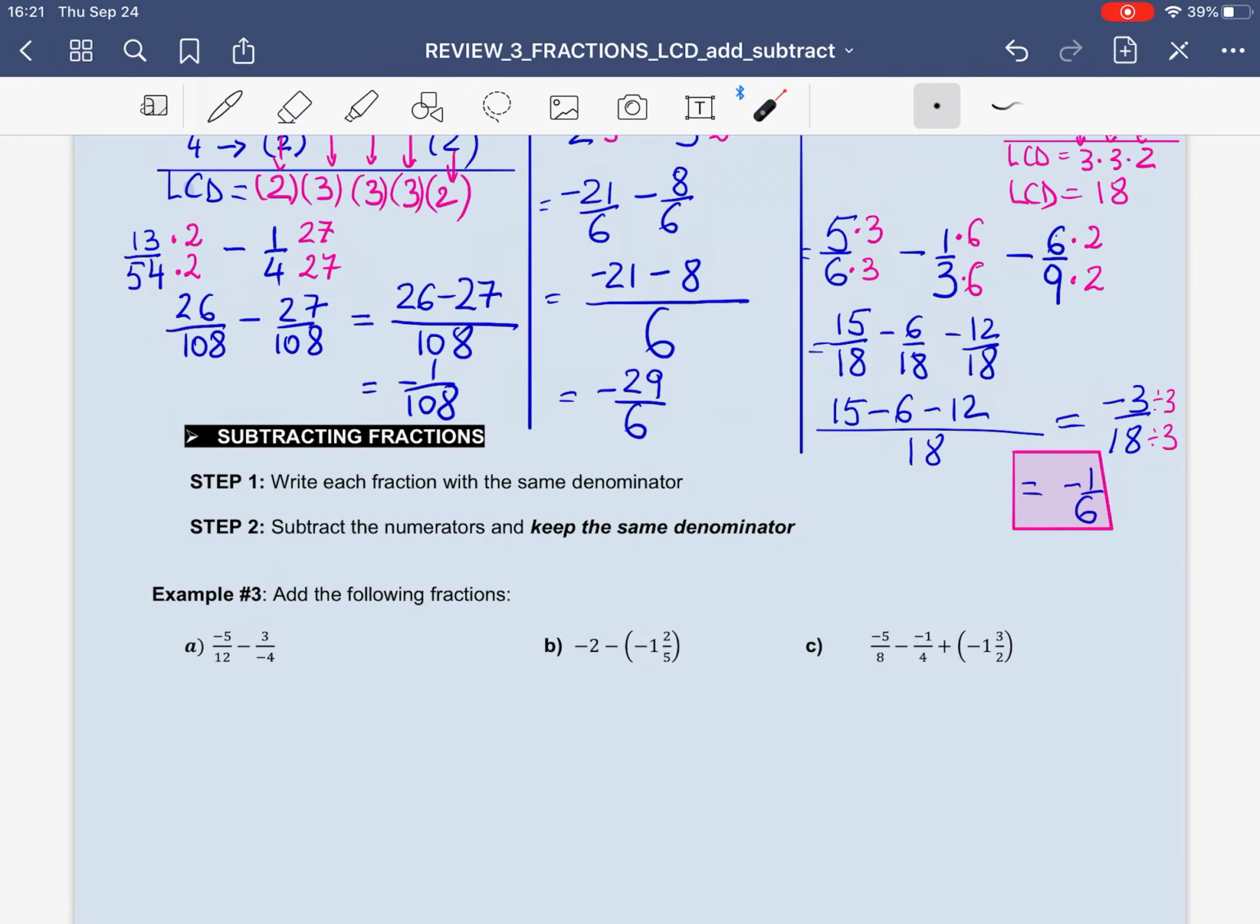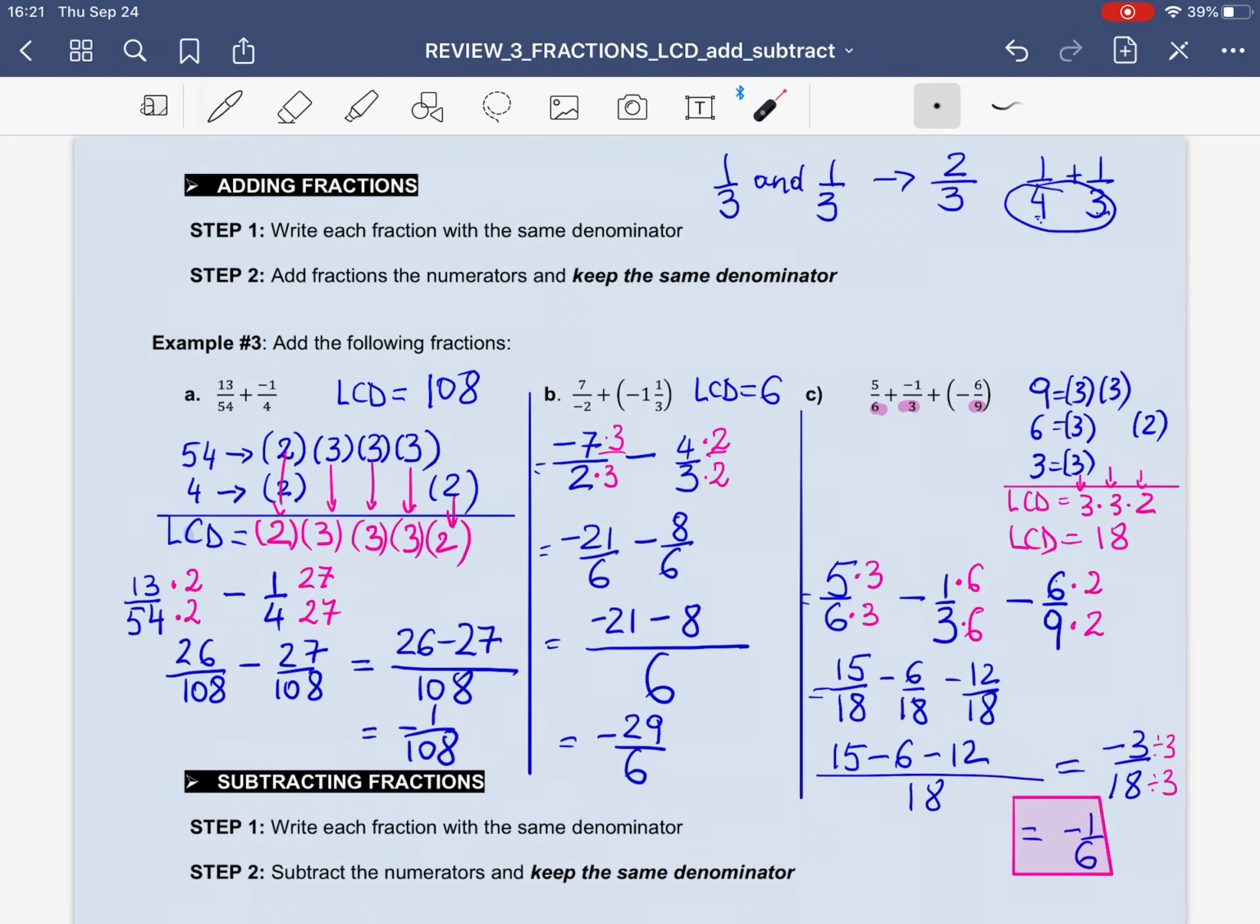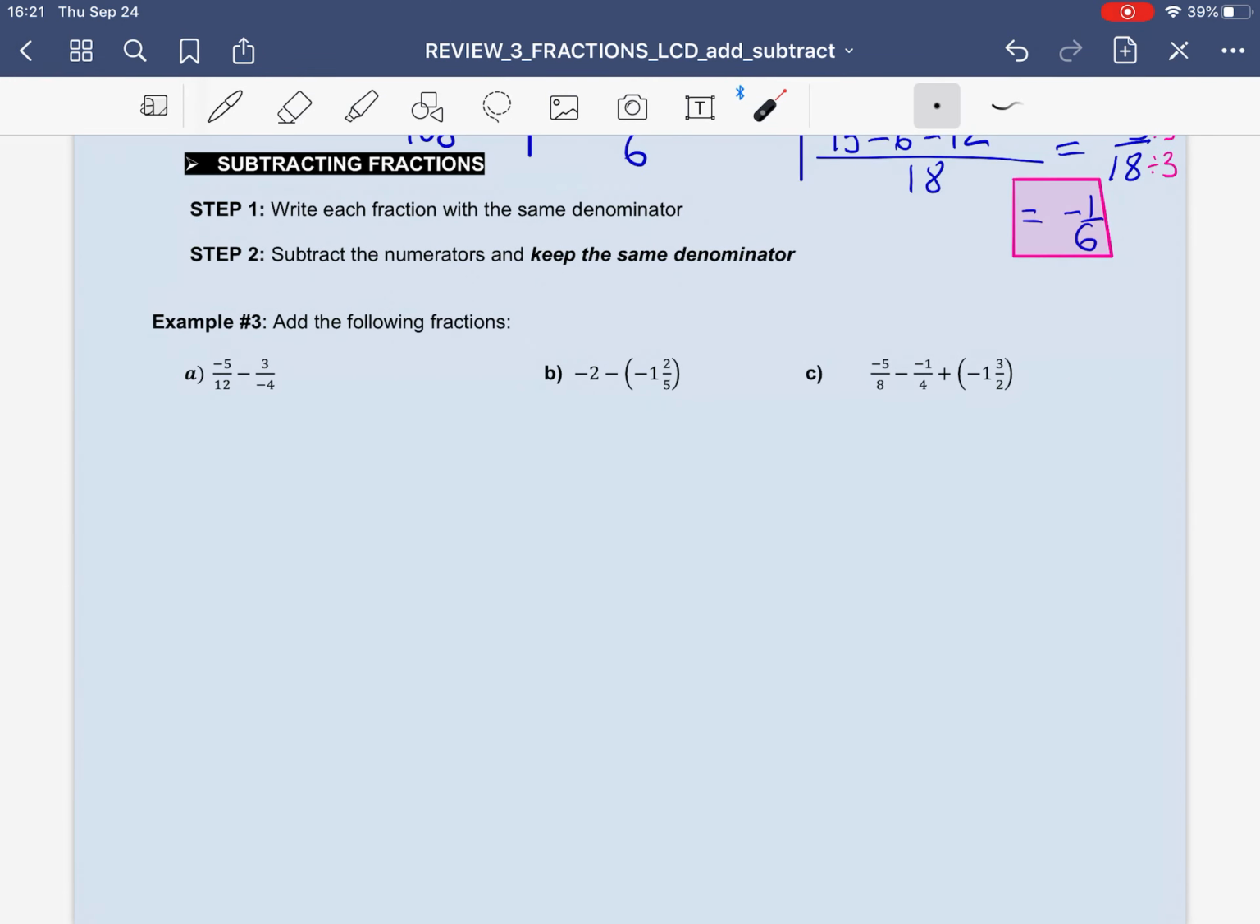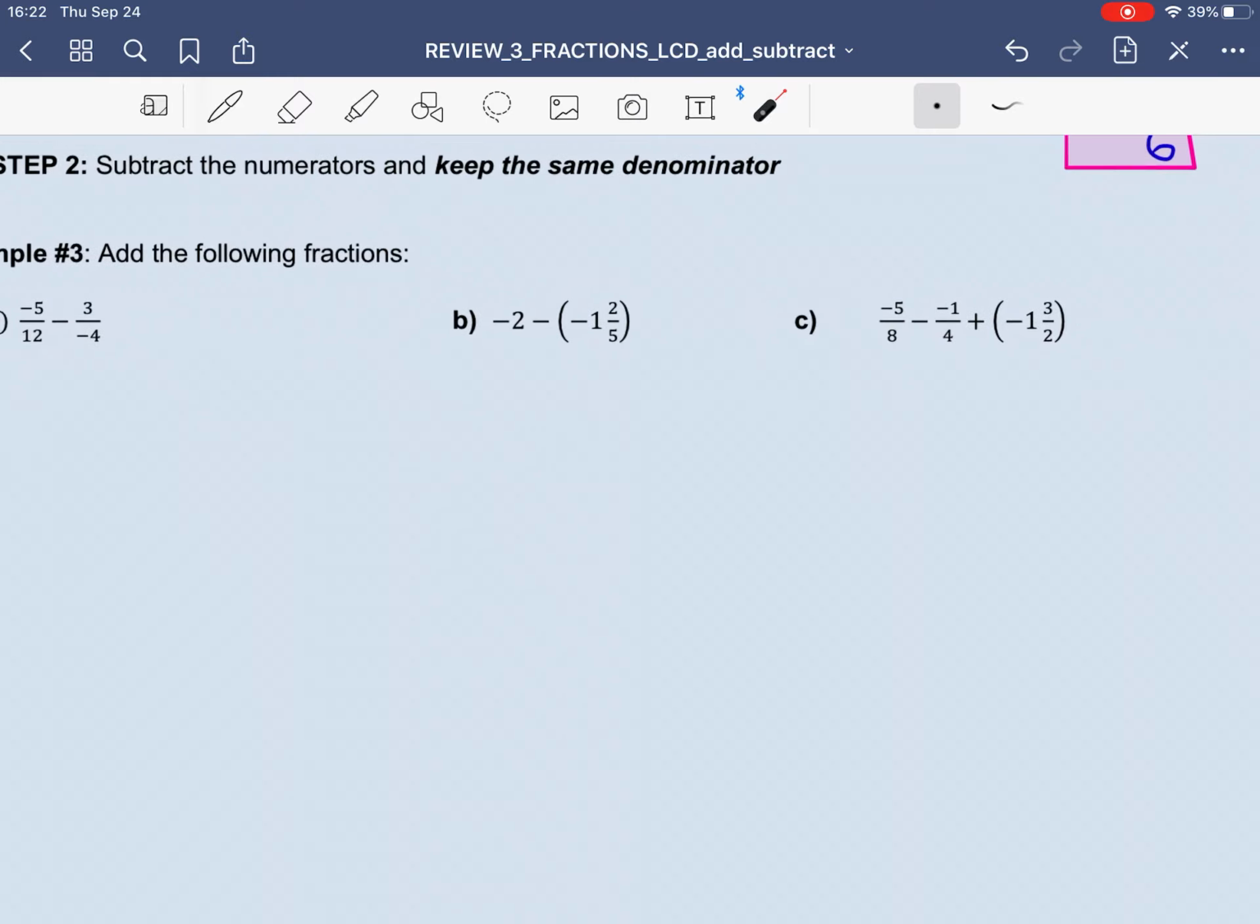Now, when it comes to subtracting fractions, it's the exact same idea. And what I am going to do is practice with you just the last example, as this lesson is becoming too long. The last example actually summarizes all the other different scenarios that we had in the previous ones. So here we go. The last example, we have negative 5 over 8, minus negative 1 over 4, plus negative 1 3 over 2.